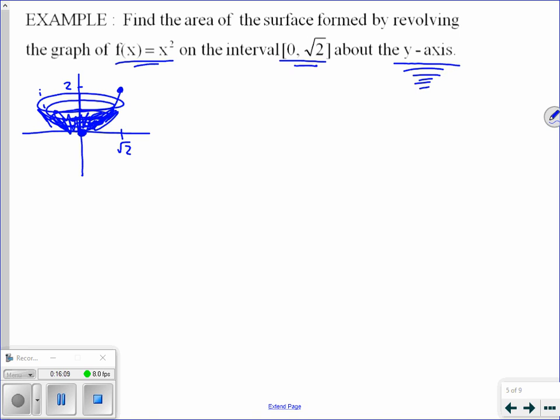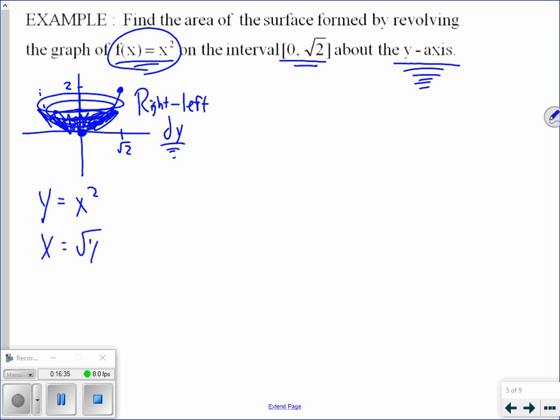Okay. So because I'm going right minus left here, and rotating about a vertical line, this is going to be a dy equation, meaning everything needs to be in terms of y. So let's go ahead and rewrite x squared in terms of y. If y equals x squared, then x equals the square root of y.